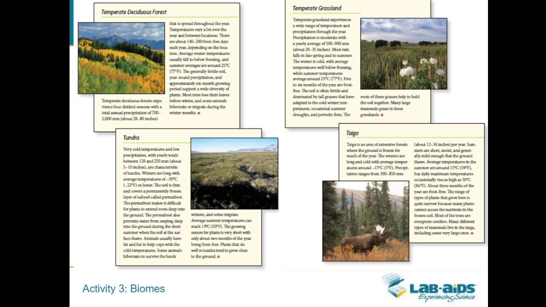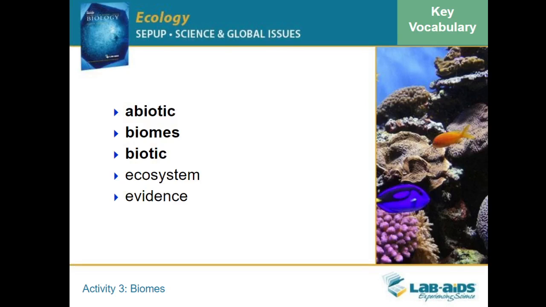We looked at a temperate grassland, which has cold winters and warm summers, with most of the rain in late spring and summer. We looked at a taiga, which has long, cold winters, with short, mild, moist summers. We looked at the temperate deciduous forest, which has cold winters and warm summers with year-round rainfall. And then we looked at the tundra, which is very cold with very low rainfall.